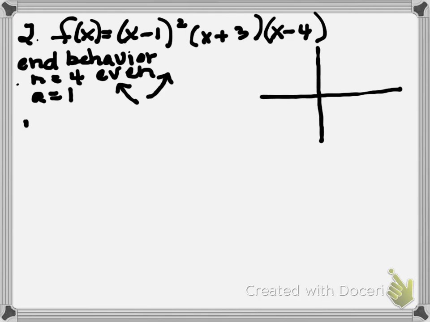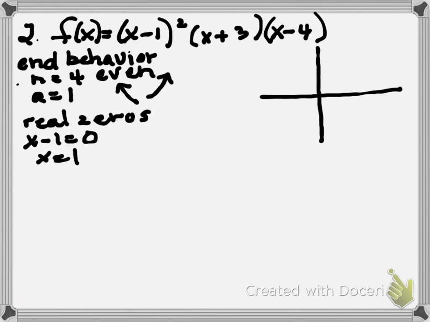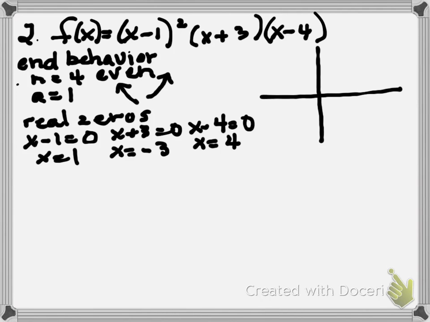Next, I need the real zeros. Now that's easy since this is already in factored form. I have x minus 1 gives me a real zero at positive 1. x plus 3 equals 0 gives me a real zero at negative 3. And x minus 4 equals 0 gives me a real zero at 4. So the real zeros are -3, 1, and 4.